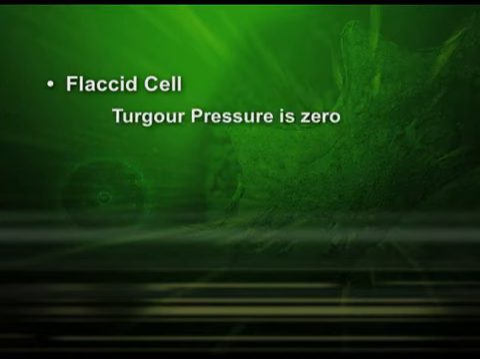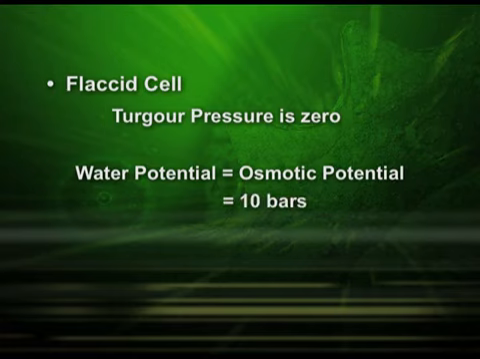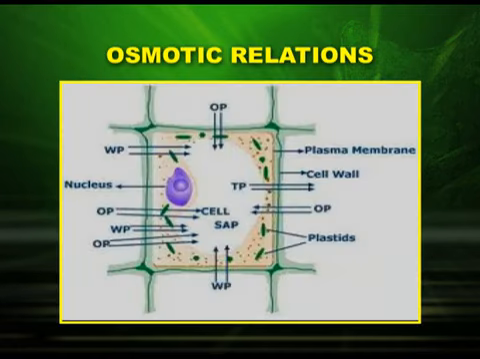Now, let us see with the help of this equation. Water potential is equal to osmotic potential. So, the net pressure is 10 bars. Now, let us see the osmotic relations with the help of the following diagram. The diagram shows the osmotic potential, turgor potential, water potential, and how the movement of the molecules takes place.